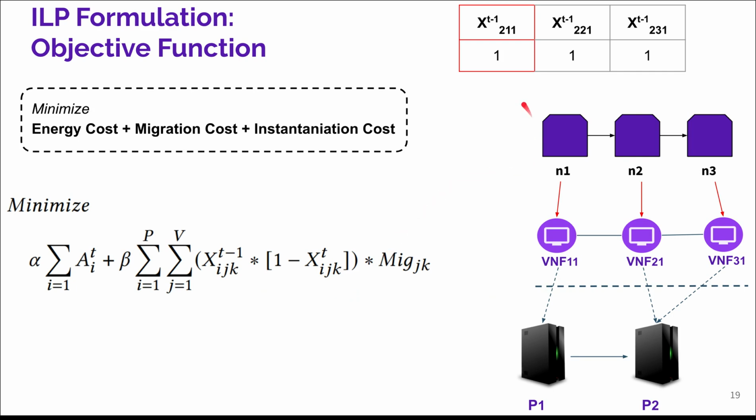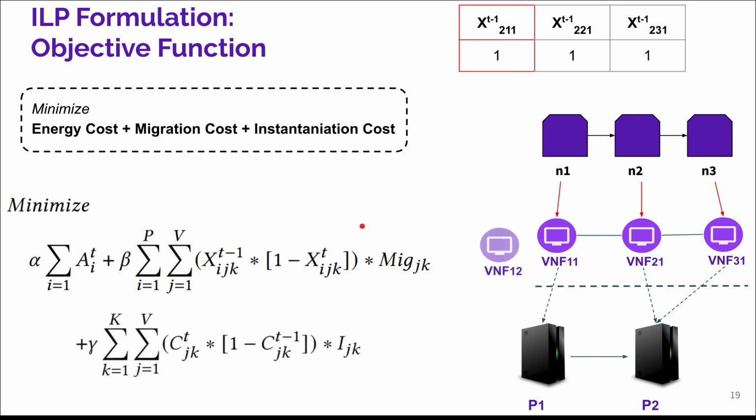For example, let's say at time t-1, VNF1 is placed on PM2. But let's say, looking at this example, at the current time interval, VNF1 is actually placed on PM1, which is a change in placement, and the VNF has been migrated. Each VNF migration is actually multiplied with a cost, that is the cost for migrating each instance of a VNF.